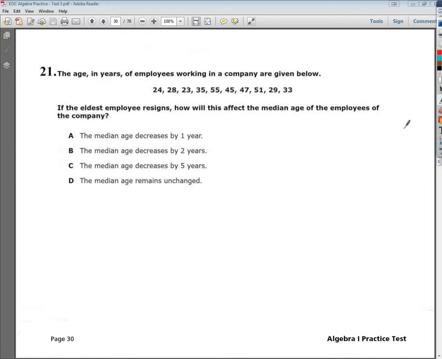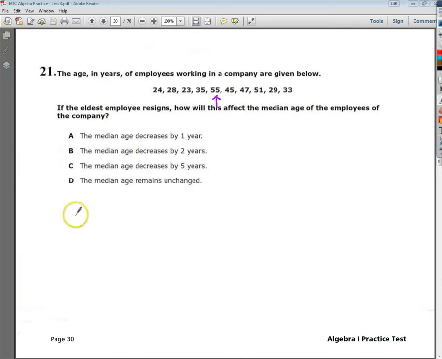Anywho, what we need to do is figure out the median age with the person who's 55 in, and then figure it out without. So we're just going to do two sets. And there's a couple different ways that you can do it. We'll do it by hand first, and then we'll look at the idea of can you do it as a list. And absolutely, you can do it as a list.